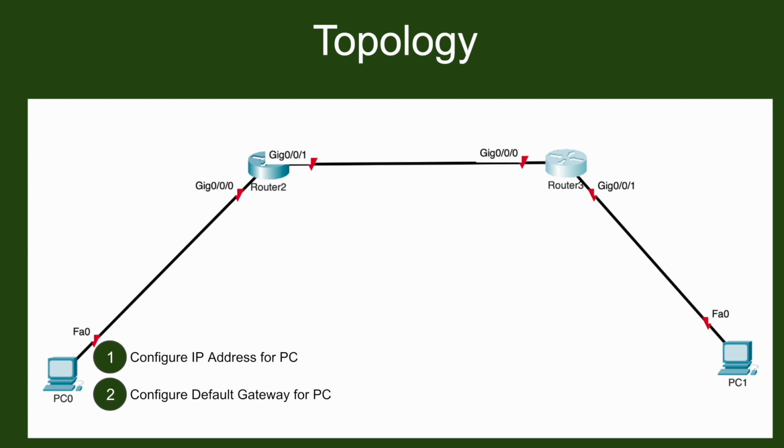And finally, we will create and configure the IP addresses for the router interfaces and check the connectivity from this PC0 towards the router R2, the router 2. So let's jump right in.